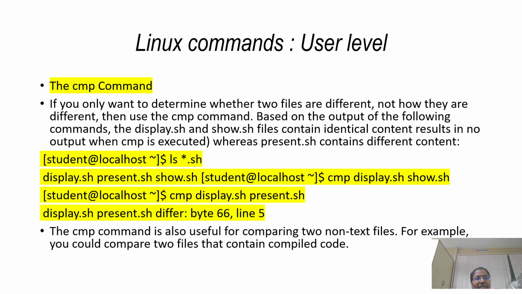You can see for this one: display.sh, present.sh, show.sh. Now compare this. If you are using the cmp command, it displays that the display.sh file and present.sh differ at byte 66, line number 5. So it is useful in comparing two non-text files.